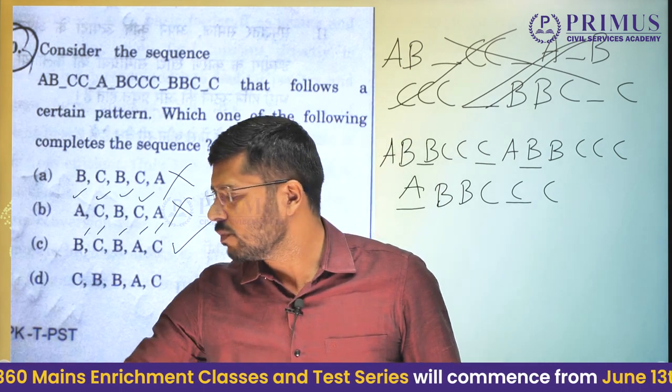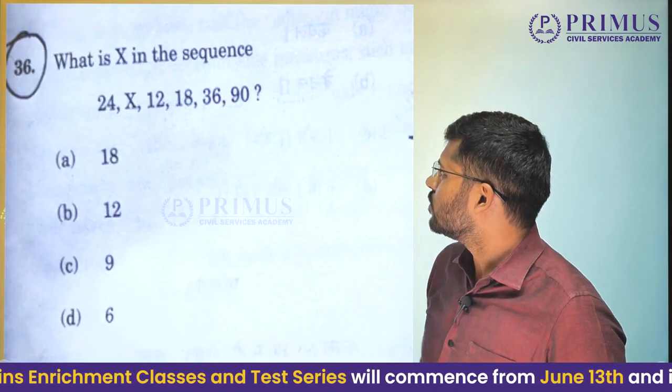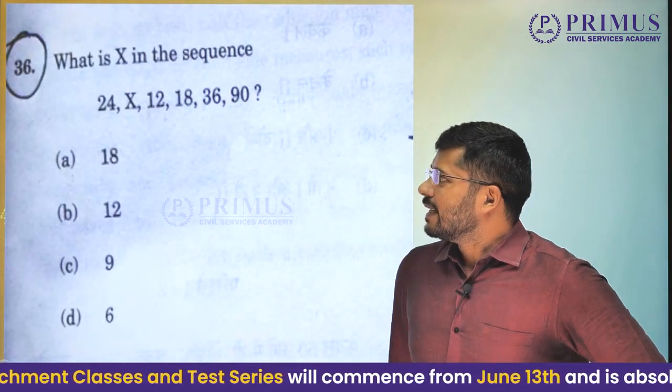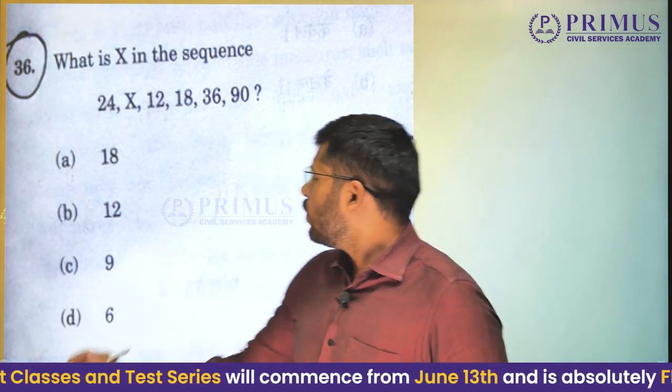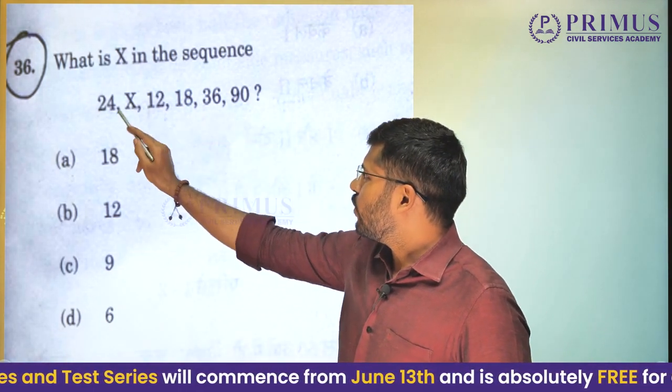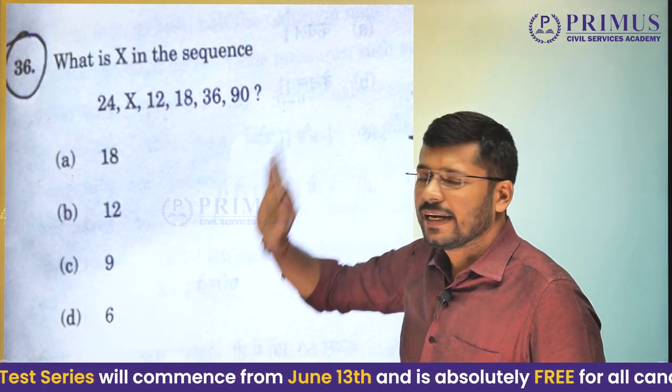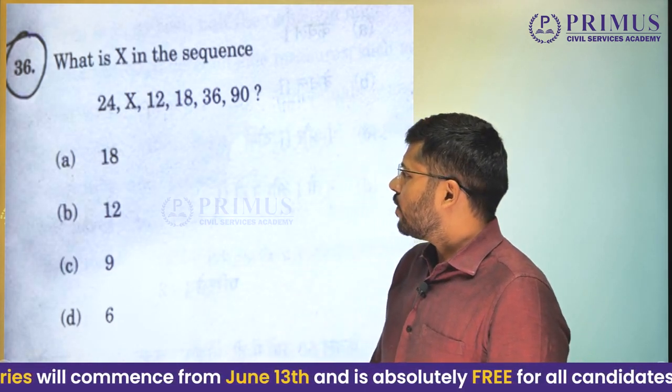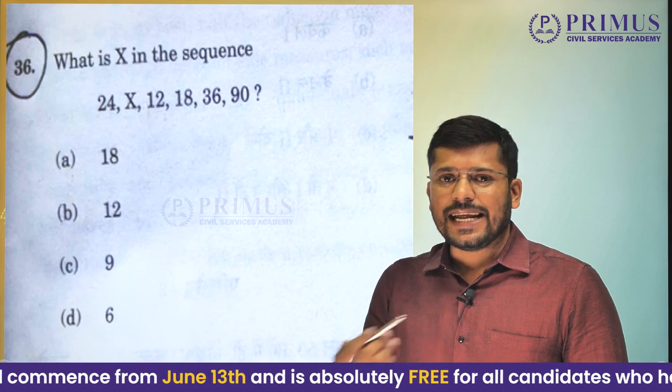Okay, we'll go further now. What is X in this sequence? So now they have given us the series 24, X, 12, 18, 36, 90. So now what value can X take?